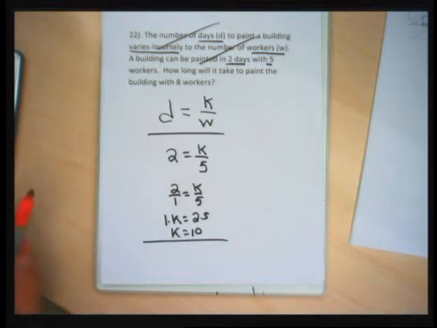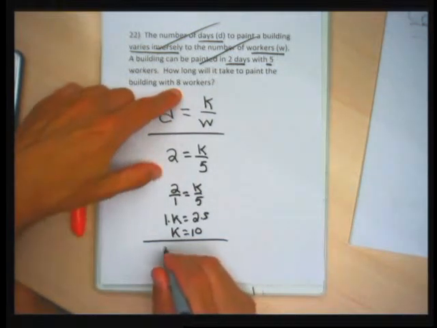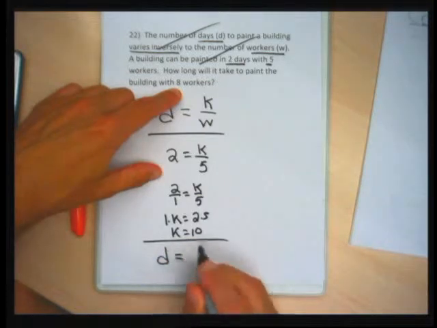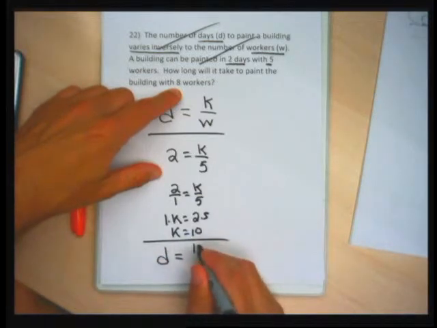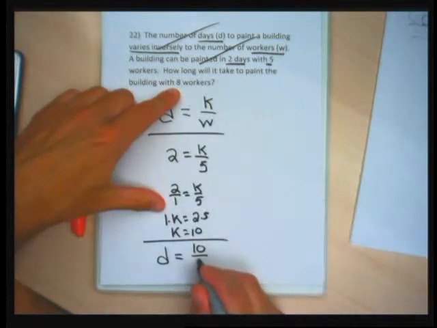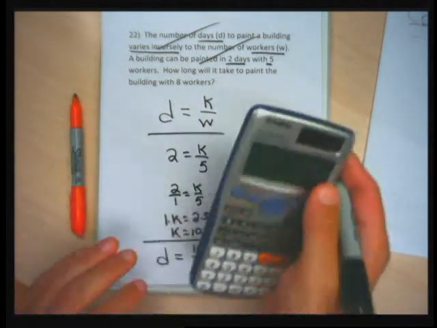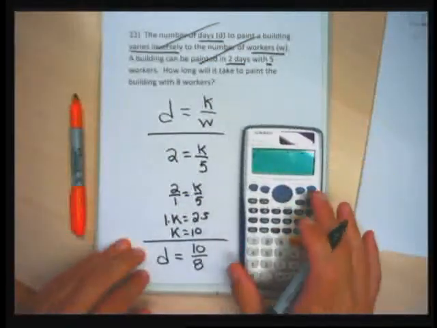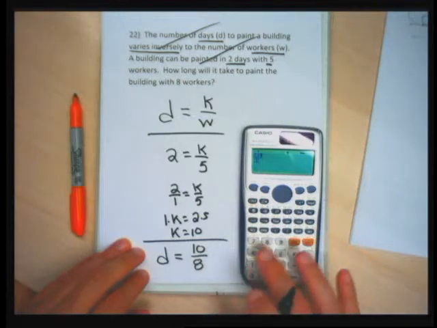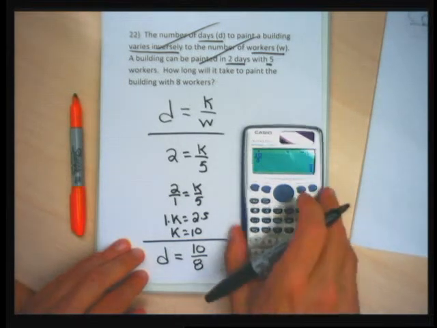Now I'm going to answer the question: how long will it take to paint a building with 8 workers? I'm solving for days. In for K, I'm going to plug 10. In for workers, which stands for W, I'm going to plug 8. That's my answer. That reduces to 5/4, which is 1.25. So I could do lots of answers. So the answer is going to be 5/4 days.